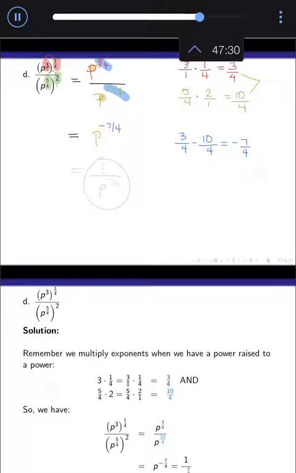Almost done. The problem with this answer is I cannot leave a negative exponent as part of my answer. So how do I get rid of the negative exponent? I'm going to move it down to the denominator. So it will become P to the positive 7/4 when I move it to the denominator. The question is, what's hidden up on top that I'm not seeing? That hidden 1. So my final answer is 1/P to the 7/4.